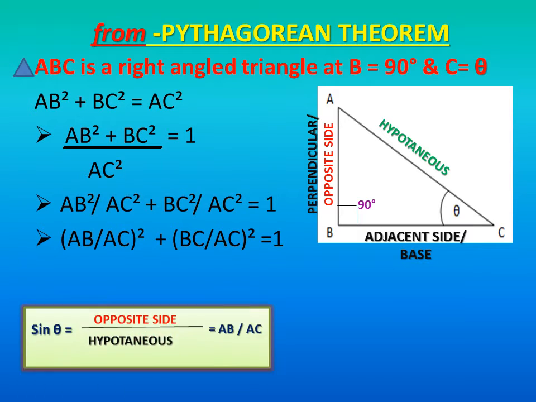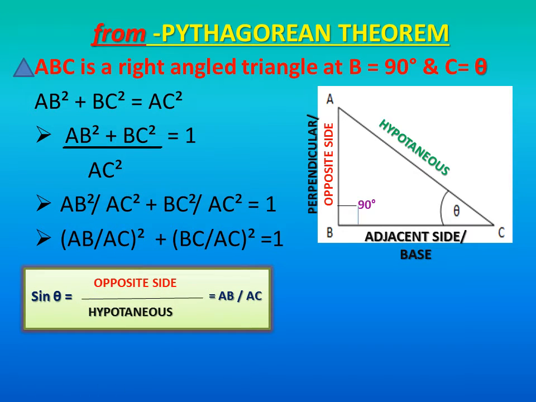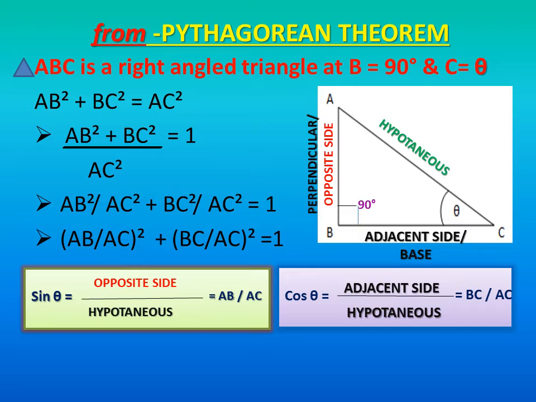From this, previously in the videos, we have explained that sine theta is opposite side upon hypotenuse. For this theta, the opposite side will be AB, and the hypotenuse is as usual AC, which is opposite to the 90 degrees. So opposite side upon hypotenuse will be AB upon AC. Now next we see what is cos theta.